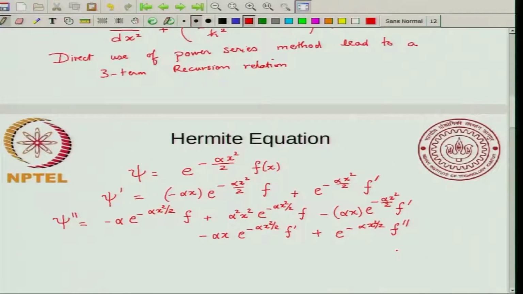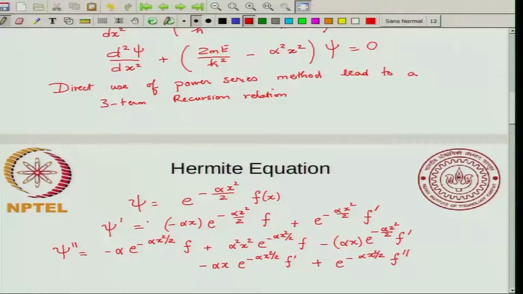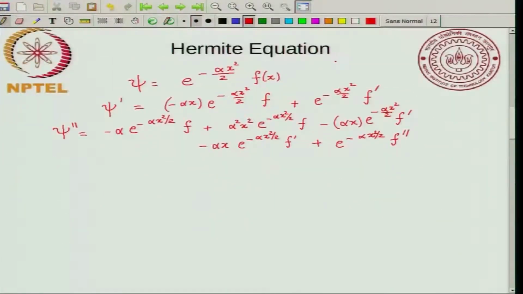Notice that each of the terms contains e to the minus alpha x square by 2. So, when you substitute in the differential equation, every term will contain this factor of e to the minus alpha x square by 2. Even on the right hand side, your other psi term, that is not the derivative term, will also have e to the minus alpha x square by 2. So what this means is that you can cancel the factor of e to the minus alpha x square by 2 and you will get a differential equation that involves only f. And I will just write that expression.